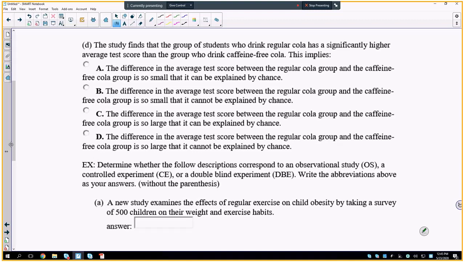So we would want to say the difference in the average test score between the regular cola group and the caffeine-free cola group is so large that it cannot be explained by chance, because they said significantly higher average test score.